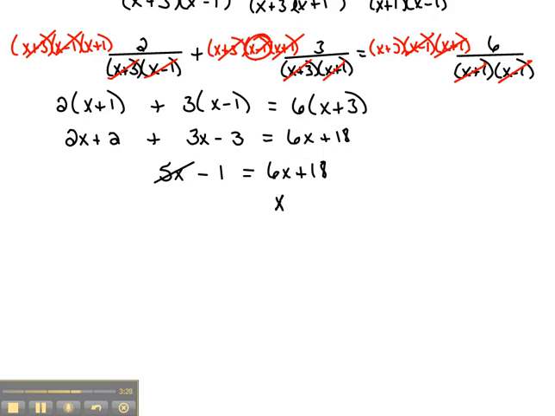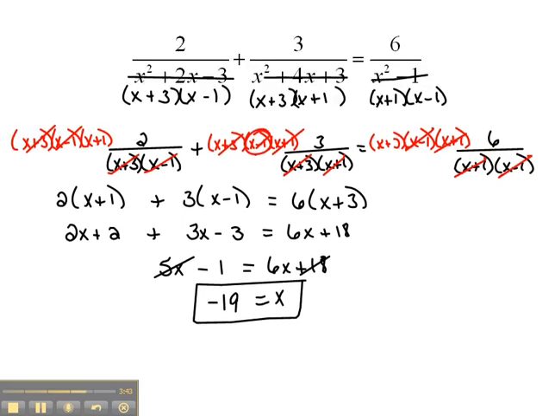6x minus 5x will be x. And let's subtract 18 from both sides to move it to the left. So negative 1 minus 18 would be negative 19. So it looks like our final answer then is x equals negative 19.